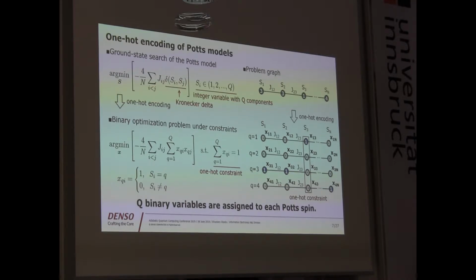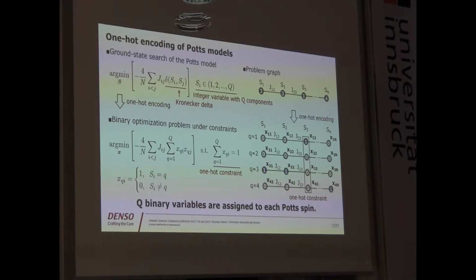This optimization problem can be represented as a binary optimization problem under constraints using the one-hot encoding, as shown below. Xqi is the binary variable, which is assigned to the component q of Si, and it is equal to 1 only when Si is equal to q. Jij contributes to the cost function only when both Xqi and Xqj are equal to 1.